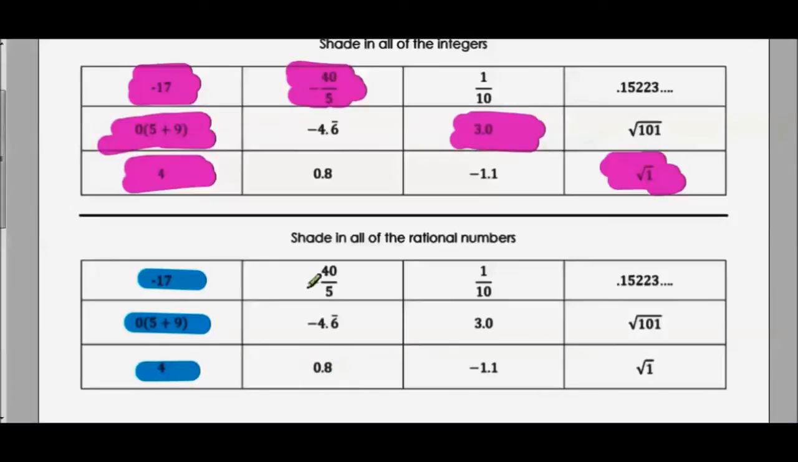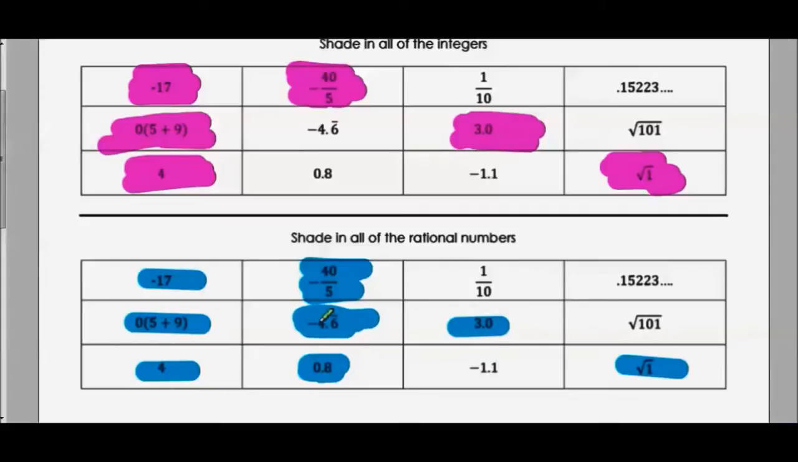Oops, didn't mean to do that one. All right, but actually I'm going to go back and go ahead and do that one because that's a decimal that stops. Then we have a repeating decimal right above it. That's rational. That would be an irrational number. So those are the rational numbers.